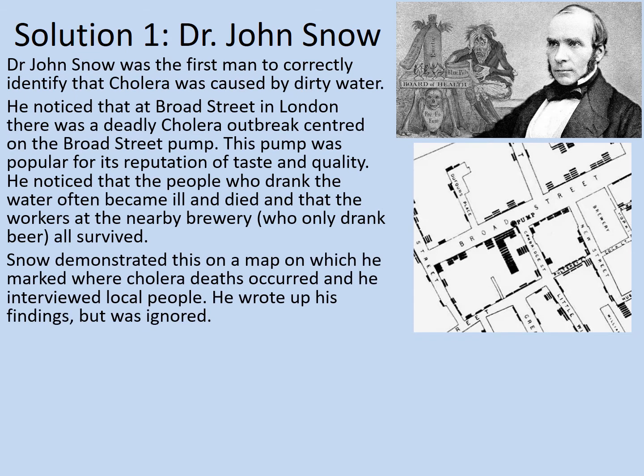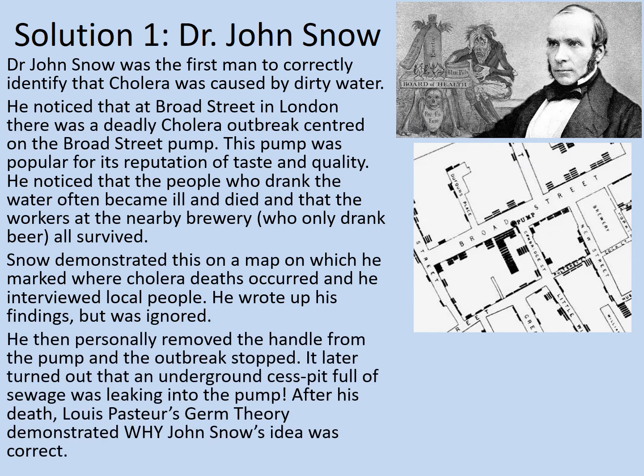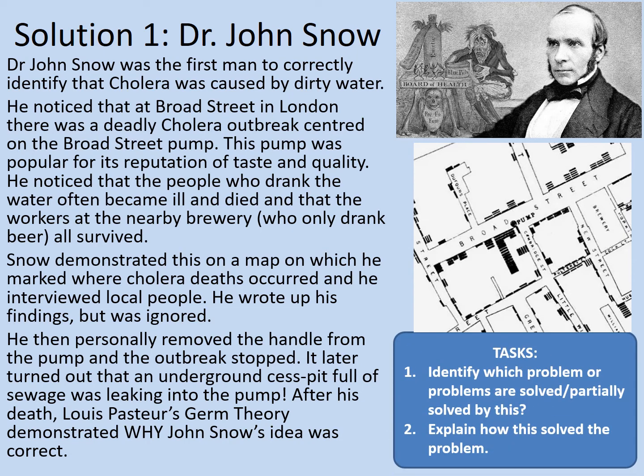Snow demonstrated this on his map, on which he marked where cholera deaths occurred, and he interviewed local people. He wrote up his findings, but he was ignored. If you look at the map there, every single one of those black marks refers to somebody in that household who died. You can see that some of them had absolutely horrific death tolls. Snow didn't end there though. He then personally removed the handle from the pump and the outbreak stopped virtually instantly. It later turned out that an underground cesspit full of sewage was leaking into the pump. After his death, Louis Pasteur's germ theory demonstrated why John Snow's idea was correct.